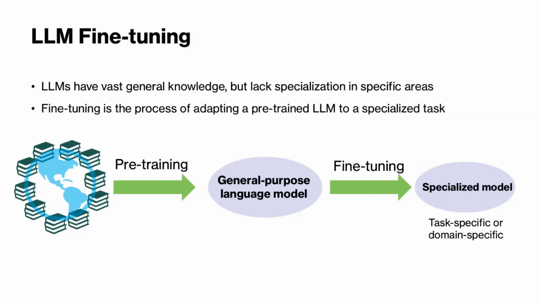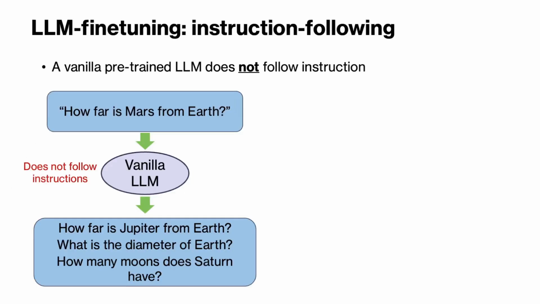Pre-trained LLMs are considered general-purpose language models because they have a vast general knowledge. However, they lack specializations in specific tasks. Fine-tuning is the process of updating the parameters of the LLM for adapting it to a specialized task. Let's see a motivating example to get a better understanding of LLM fine-tuning.